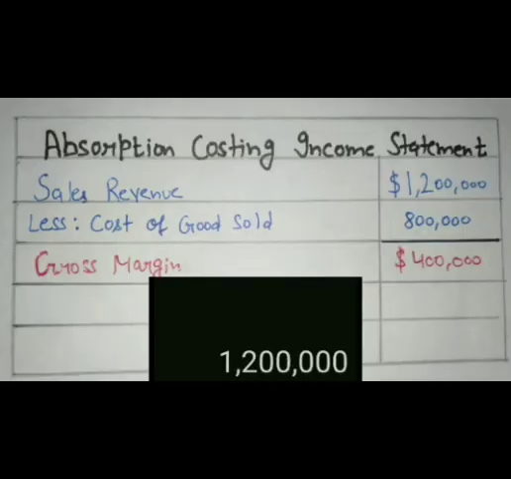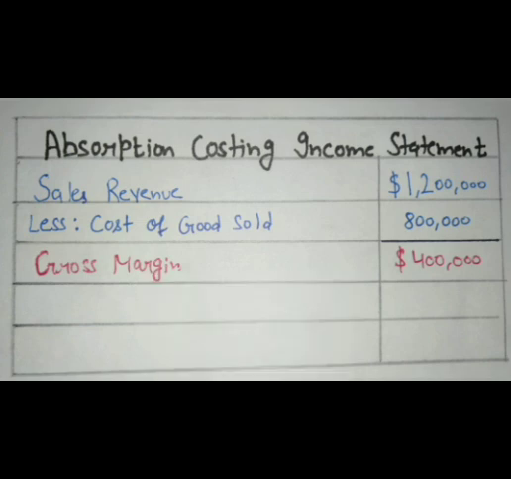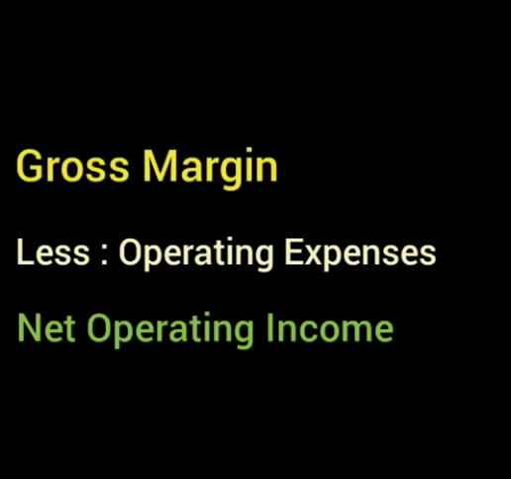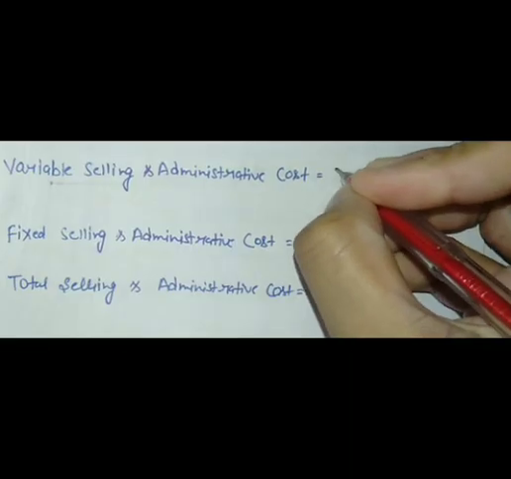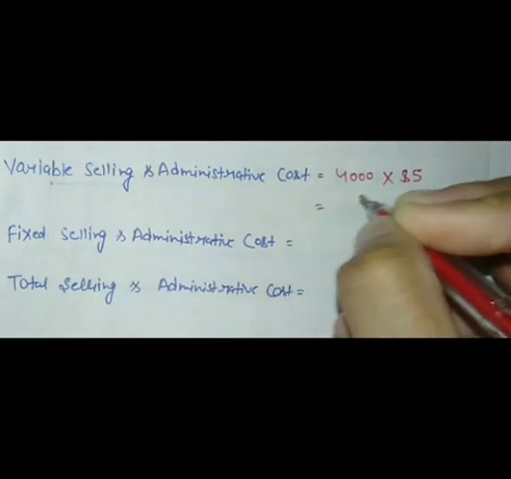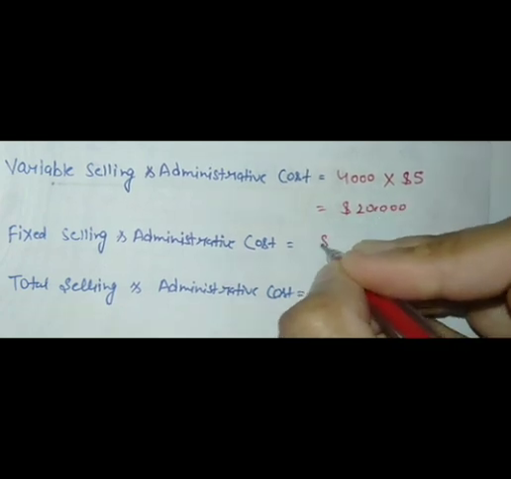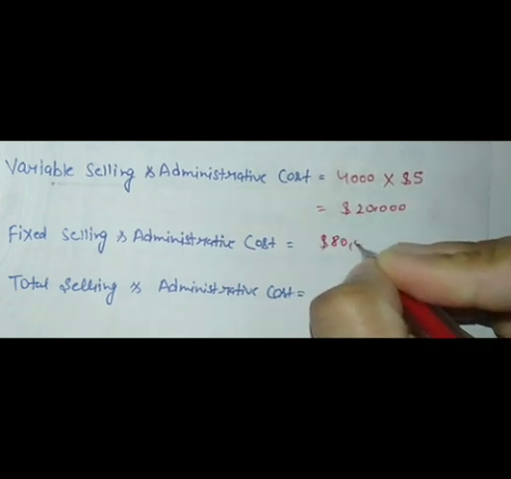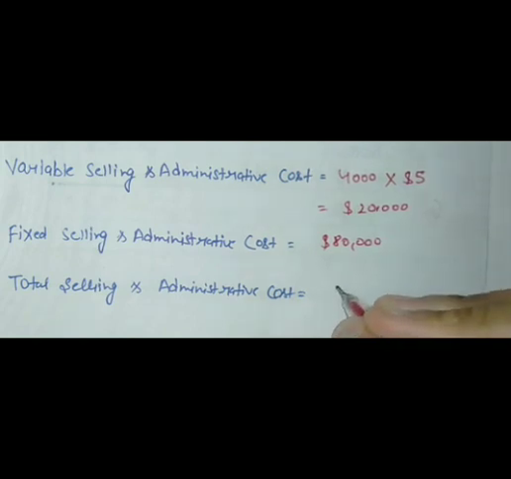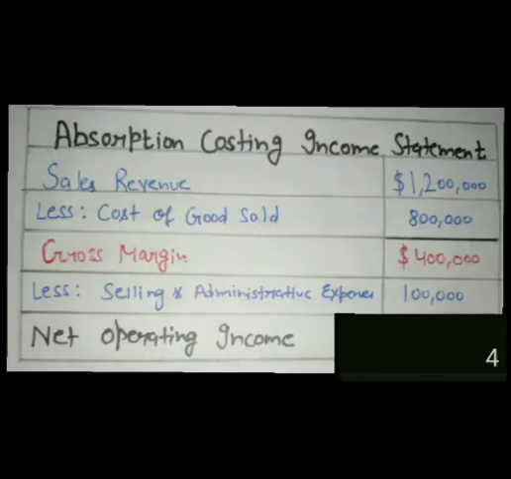The result will be gross margin of 4 lakh dollars. Now we will deduct operating expenses from it to compute the operating income. Total operating expenses include variable selling and administrative expenses of $20,000 and fixed selling and administrative expenses of $80,000, amounting to $1 lakh. Net operating income will be $3 lakh.